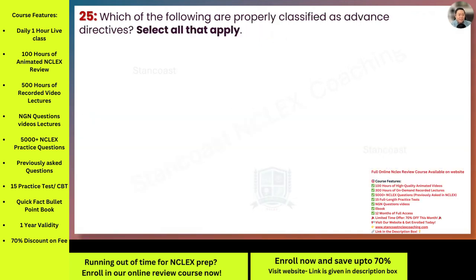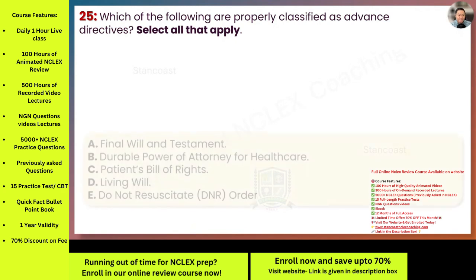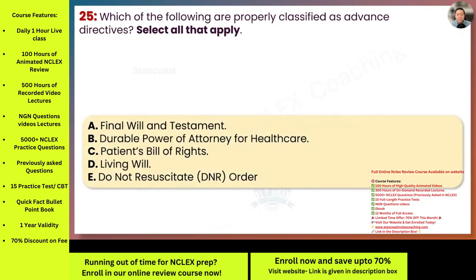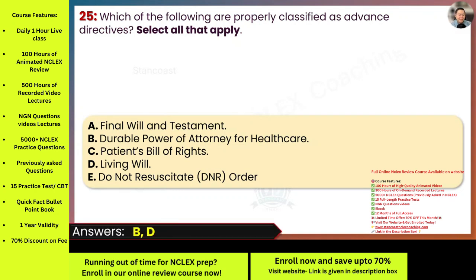Let's have number 25. Which of the following are properly classified as advance directives? Select all that apply. Options: A, final will and testament. B, durable power of attorney for healthcare. C, patient's bill of rights. D, living will. E, do not resuscitate order. The answers here are options B and D.